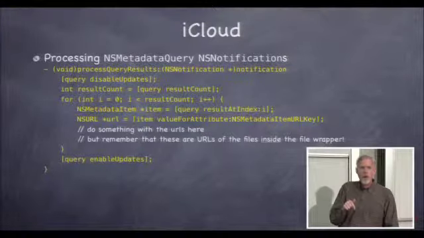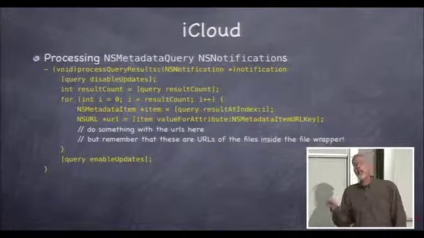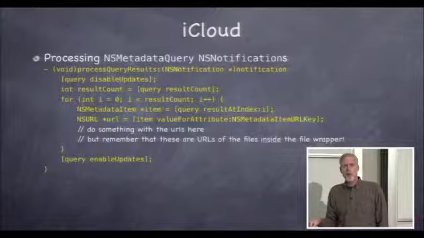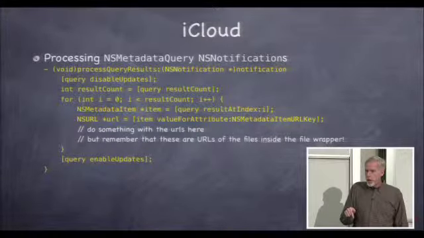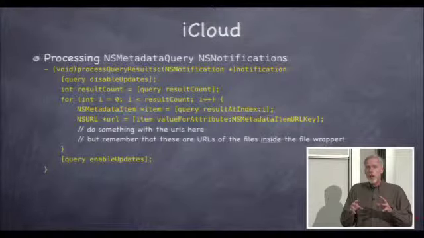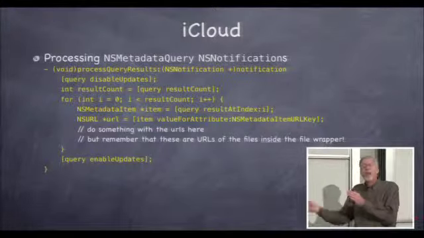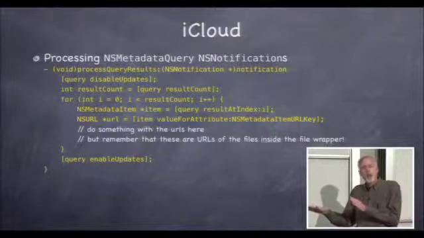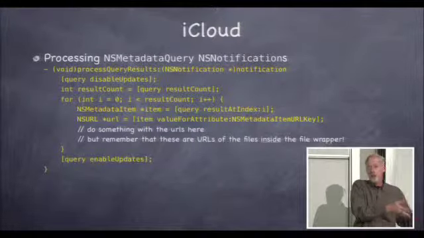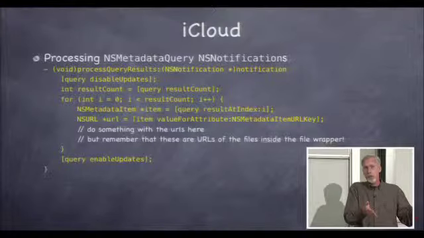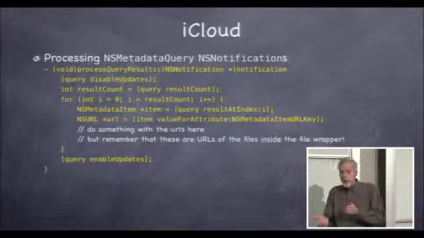And your UIManagedDocuments are file wrappers. They are directories. So you are going to get URLs of the things inside your file wrapper here, which can be quite confusing. So what you're going to want to do is have some code that strips off all the stuff past the end of the document name, right? And it's easy to find the document name because you're just going to build your iCloud documents URL, and then add the name of the file.